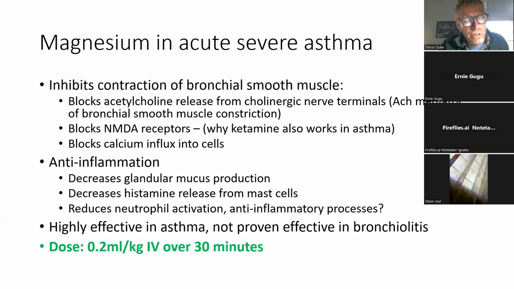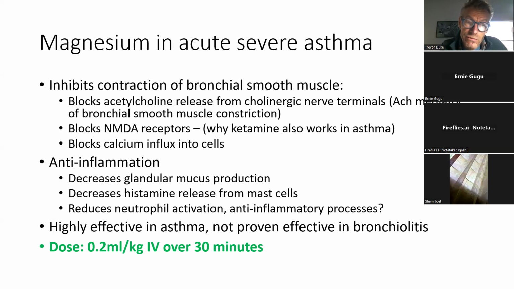Magnesium is a little bit new to us in terms of its effect on asthma. I won't go through all of it, but there is a clear mechanism by which magnesium helps relax the bronchial smooth muscles. It blocks acetylcholine release from cholinergic nerve terminals, so it causes bronchodilation. It also blocks the transmitter NMDA, and that's how ketamine, that sedative agent, can also work in asthma. If you need to give an anesthetic to a patient, then you usually use ketamine if they've also got asthma.